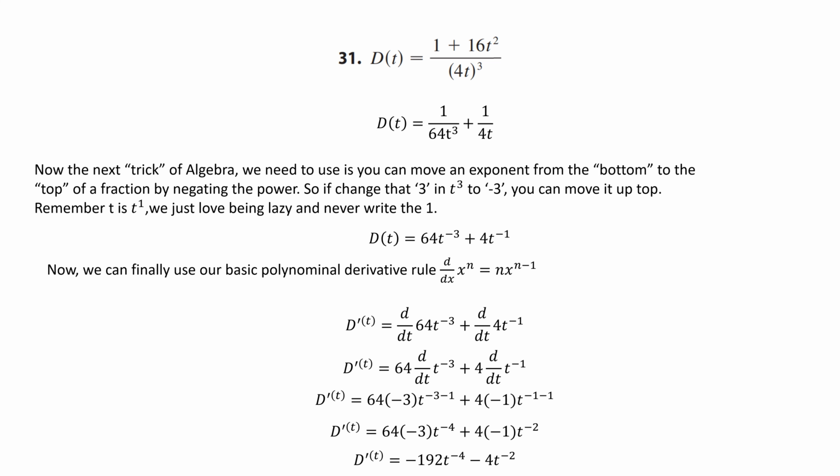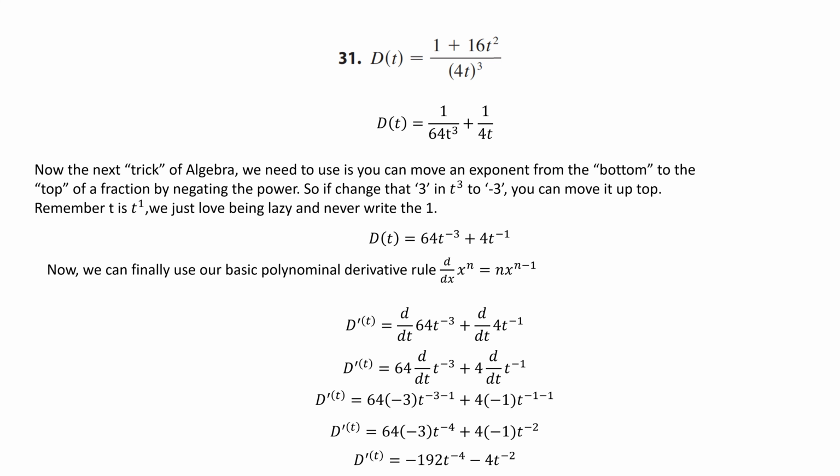So after we move to the top, that t cubed becomes 64t to negative 3, and that 4t just becomes 4t to negative 1. And now we got into basic format where we can use our polynomial rule. And remember, when you're taking the derivative of a polynomial, all that you're really doing is bringing the number and the exponent down in front and subtracting 1 from it. You can think of this as 2 separate derivatives if you want. And to make it even easier, you could take out the constants in front, the 64 and 4. So now all that you're doing is the derivative of t to negative 3.